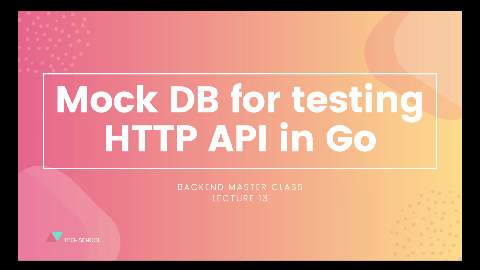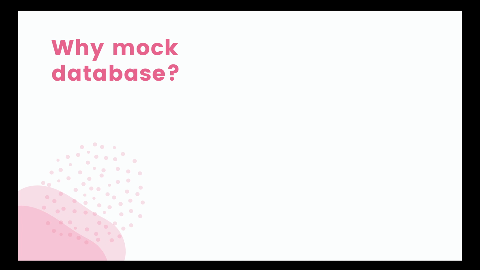Hi guys, welcome back. In the previous lectures, we have learned how to implement RESTful HTTP APIs in Go. When it comes to testing these APIs, some people might choose to connect to the real database, while some others might prefer to just mock it. So which approach should we use? Well, I would say it's up to you. But for me, mocking is better because of the following reasons.